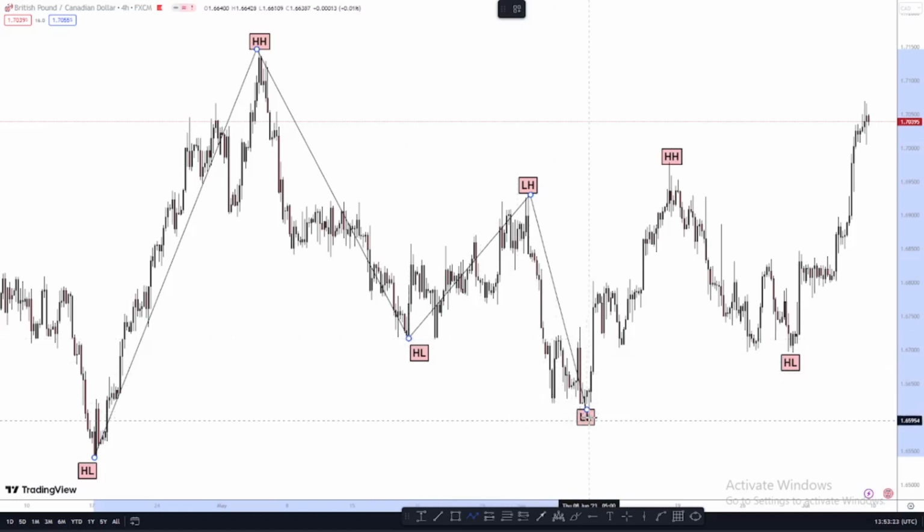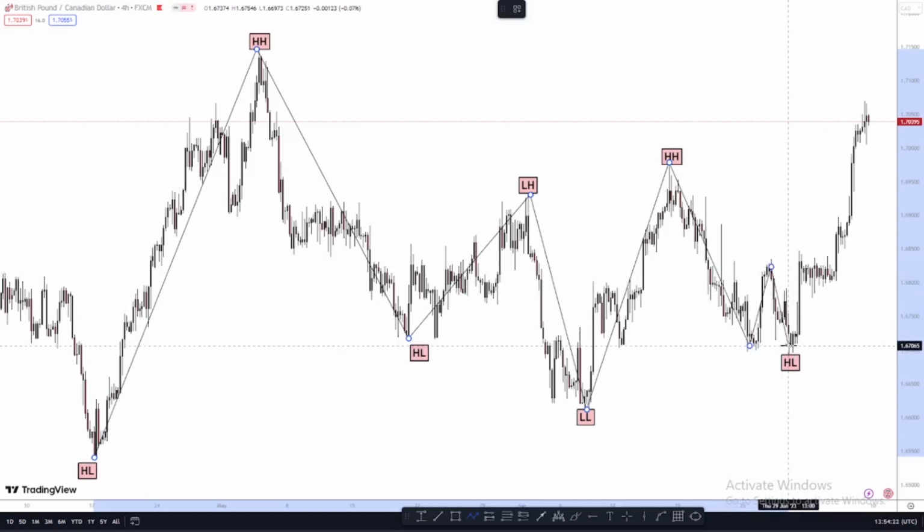After this lower low was created, what did the price do next? It went back up to create a new higher high. Why is this a new higher high? Because this high is higher than its previous high. After this higher high was created, what did the price do next? It came back down to create a new higher low. Also, within this higher low, what did the price do? It created a double bottom.